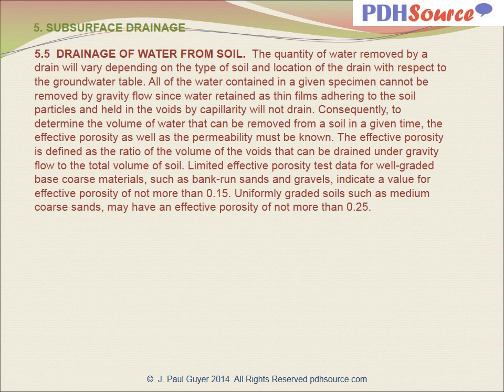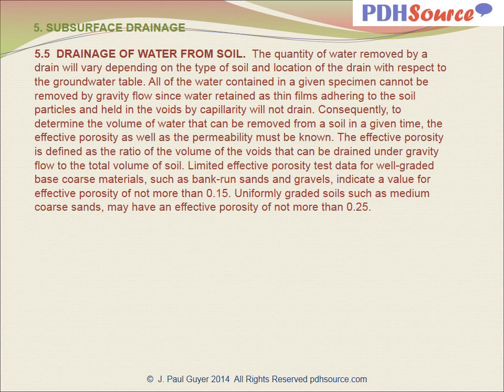Drainage of water from soil must be considered. The quantity of water removed by a drain will vary depending on the type of soil and location of the drain with respect to the groundwater table. All of the water obtained in a given specimen cannot be removed by gravity flow, since water retained as thin films adhering to the soil particles and held in the voids by capillarity will not drain. Consequently, to determine the volume of water that can be removed from a soil in a given time, the effective porosity as well as the permeability must be known.